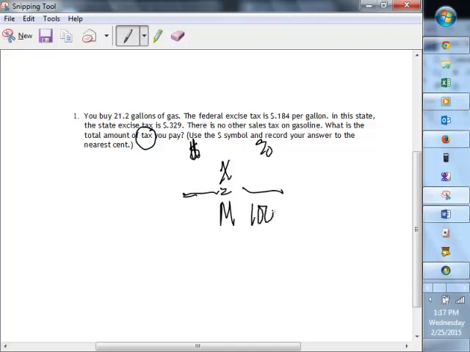So merchandise is always 100%, and we have, let's see, 1 gallon worth of gas, or $1 worth of gas, I should say. And then the tax is 0.184 plus 0.329.